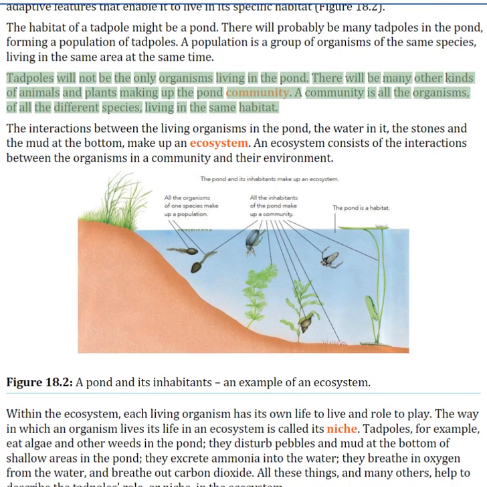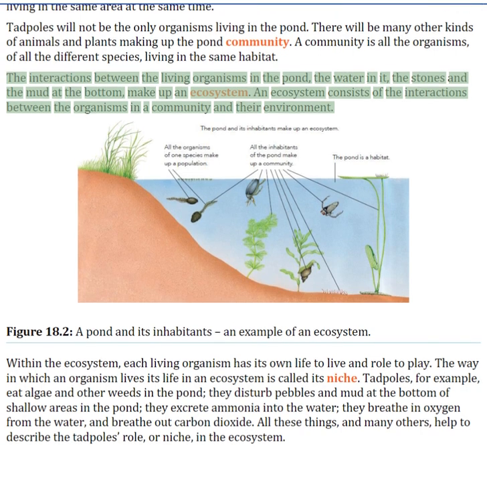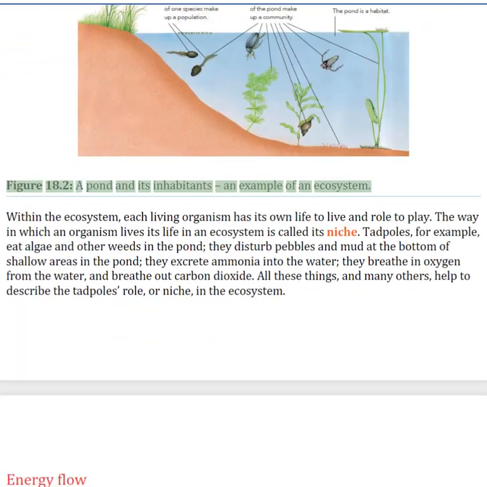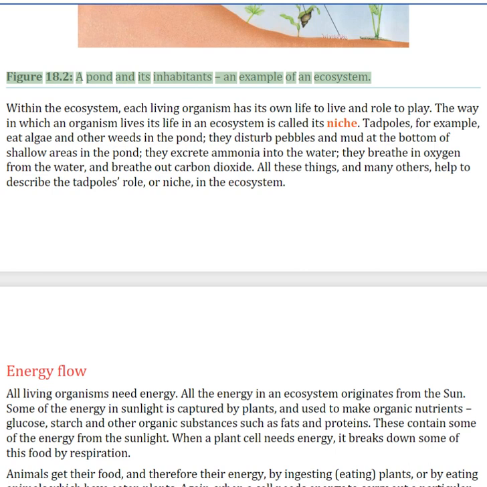Tadpoles will not be the only organisms living in the pond. There will be many other kinds of animals and plants making up the pond community. A community is all the organisms of all the different species living in the same habitat. The interactions between the living organisms in the pond, the water in it, the stones and the mud at the bottom, make up an ecosystem. An ecosystem consists of the interactions between the organisms in a community and their environment. Figure 18.2, a pond and its inhabitants, an example of an ecosystem.